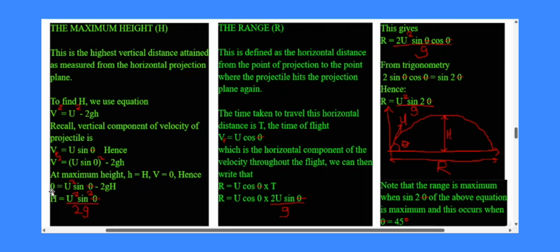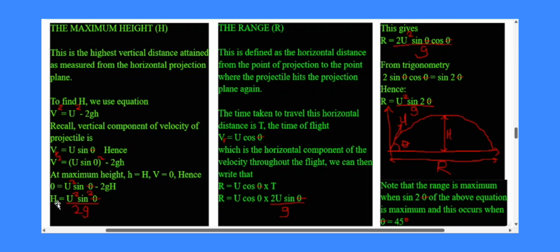Hence, we can write that 0 is equals to u squared sine squared theta minus 2g capital H. So if we make capital H the subject of formula, that is, we bring 2gH to the other side, that will be 2gH is equals to u squared sine squared theta.